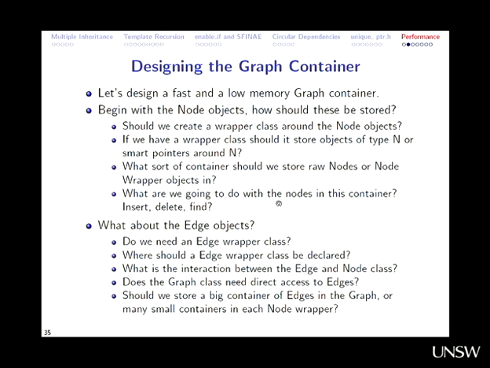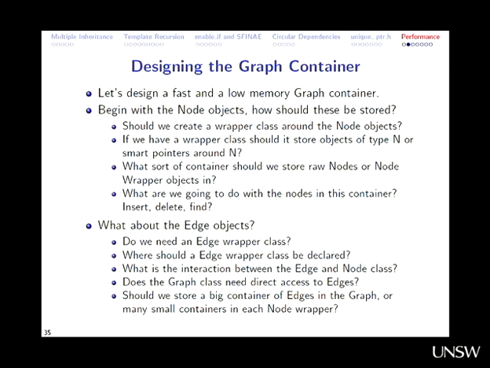The same applies for edge objects. Do we need an edge wrapper class? If we have an edge wrapper class, where should it be declared? What's the interaction between the edges and the node classes? Does the graph need direct access to the edges? And then, and I want to poll you guys in a second, should we store a big container of edges in the graph or many small containers in each node wrapper class? So what I mean by that, how many people in their graph, not inside their node, created a big container, be it a vector or map or whatever, of edges?